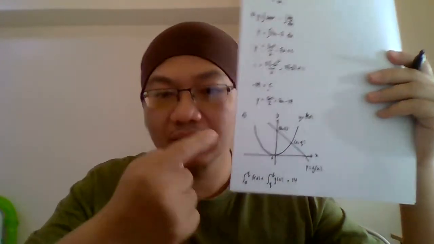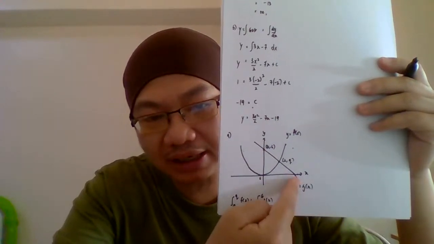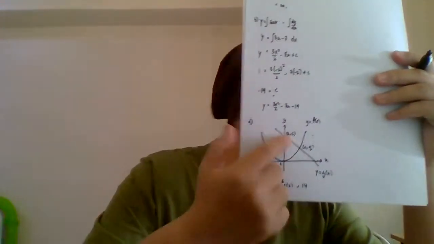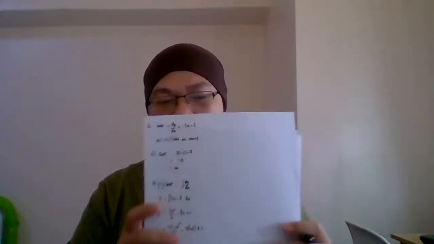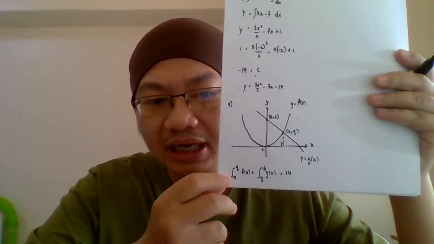Then the information given here: integral 0 to q fx plus integral q to 6 gx equals 14. Okay, guys, now this is the graph given. The curve, the straight line, the point of intersection between the straight line and the y-axis is 0, 6. This point, the intersection between the curve and the straight line, is given by 2, q. Oh, there's a dotted line too. 90 degrees.